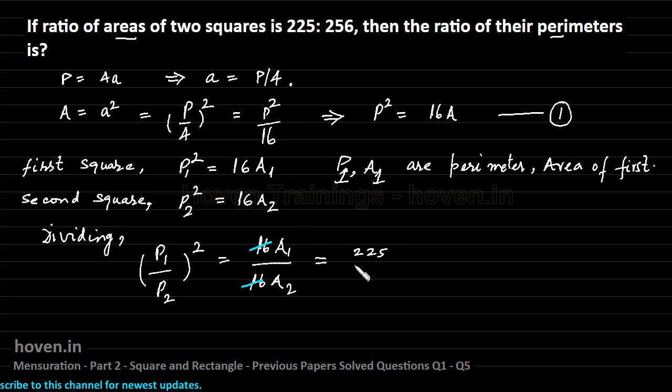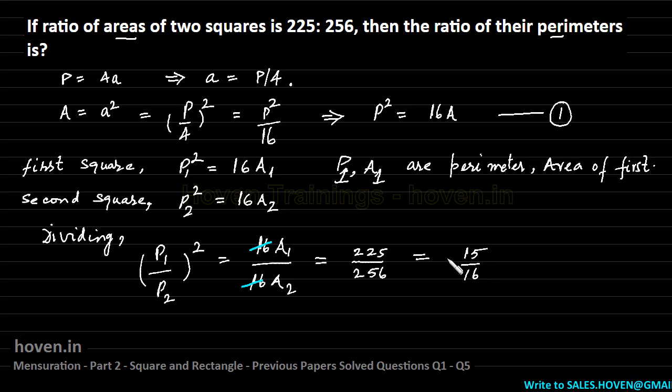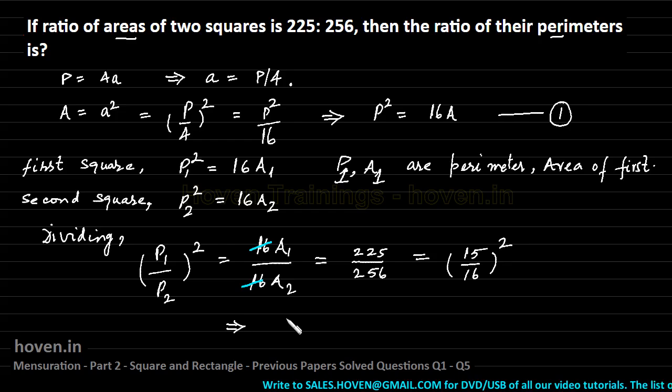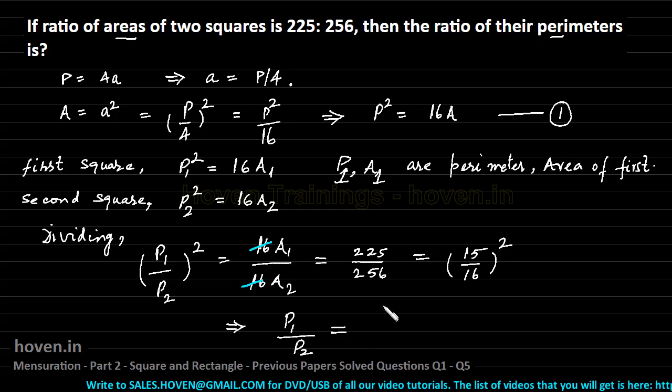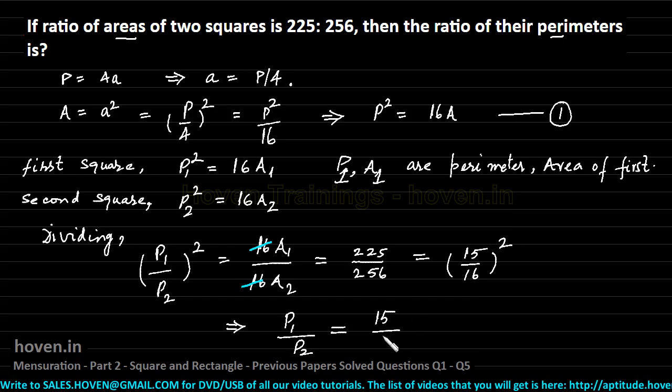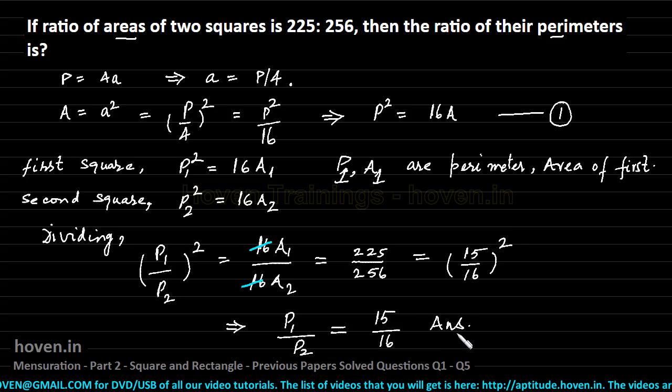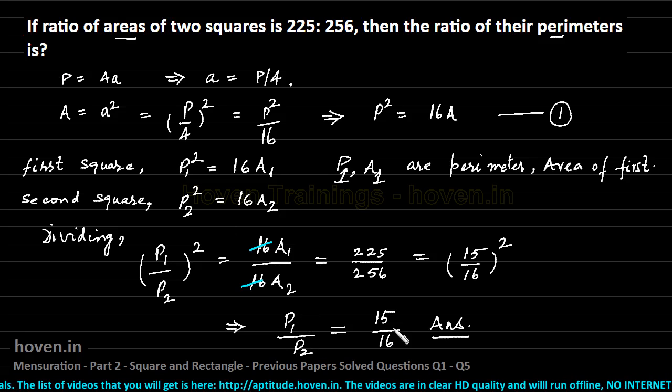So we can write 225 by 256 as 15 square by 16 square, that is 15 by 16 whole square. Now we can easily see that P1 by P2 would be equal to 15 by 16, which is the required answer. The ratio of their perimeters was required. We have seen that P1 by P2 should be 15 by 16.